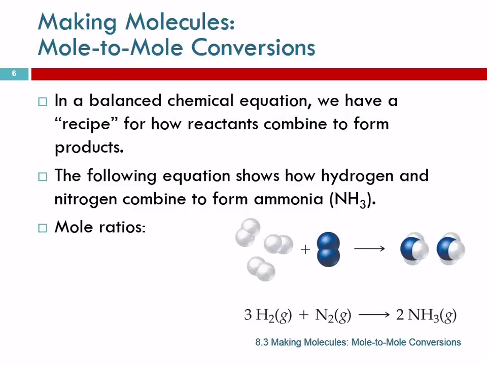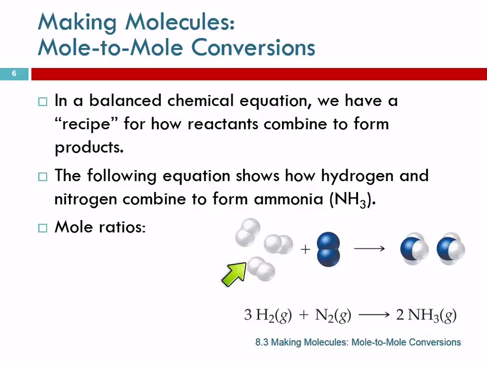We talked about making pancakes. Now we're going to talk about making molecules. Same concepts. So the balanced chemical equation gives us the recipe for how the different reactants combine to make the products. Here we're looking at a recipe for ammonia.